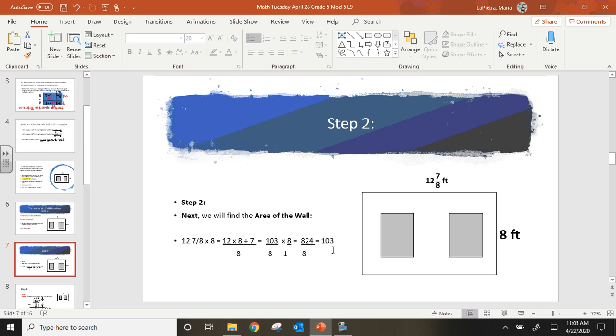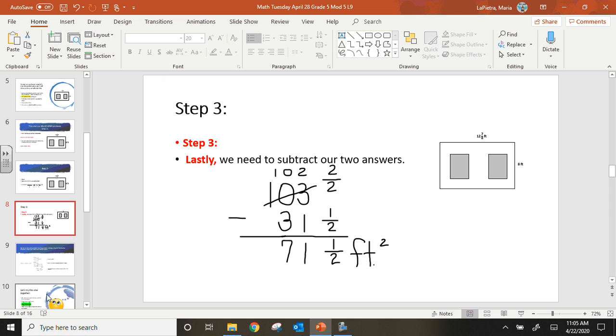That was step 2. So the first step was, let's get the area of the windows. Now we're getting the area of the whole entire wall. Now, step 3, we're going to take our answer from the 2 windows, and we're going to subtract it from the total area of the whole entire wall. And when we subtract the 2, we get 71.5 feet squared.